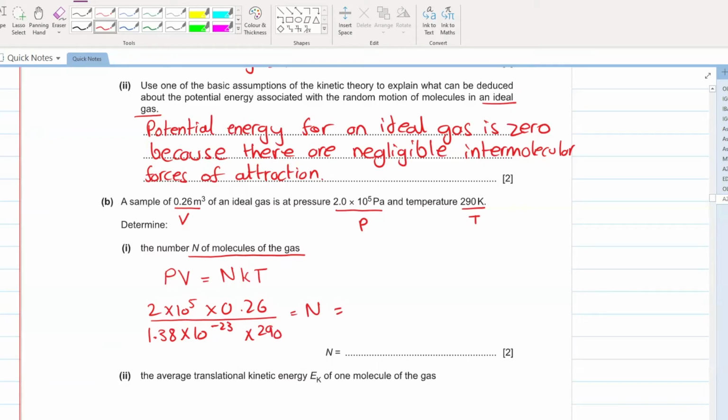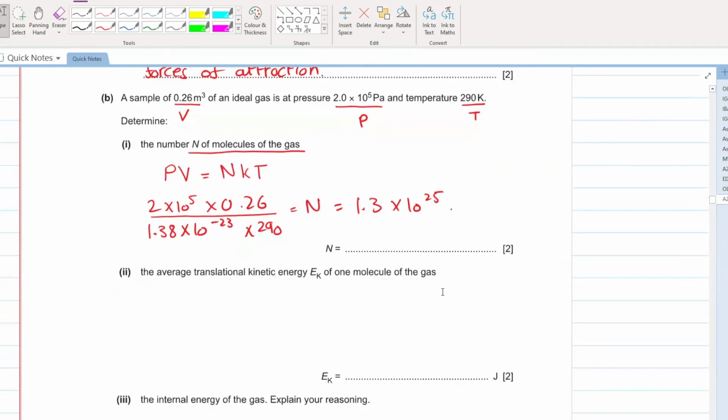Can anyone tell me the number of molecules of the gas? The number of molecules comes out to be 1.3 into 10 raised to the power of 25 molecules. Now the average kinetic energy of one molecule of the gas. How can we calculate this? Average kinetic energy is equal to 3/2 kT. What is k, the Boltzmann constant?